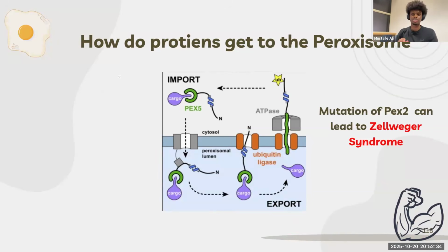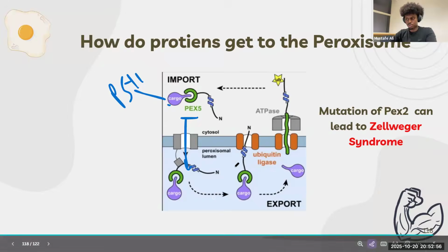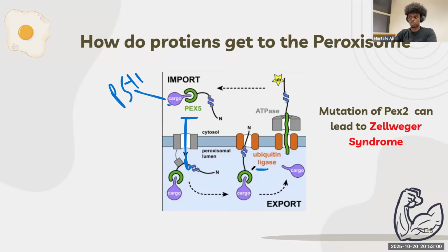Now what happens, again, it's very similar. The protein has a signal called PST1, okay? PST1. And this signal attracts a protein called PEX5, okay? Once this PEX5 is attracted to the PST1, it will take it into the peroxisome, okay? Once it takes it to the peroxisome, there will be this enzyme called ubiquitin ligase, which chops off the PEX5 and takes it outside of the cell. It's very similar to the nucleus, okay?